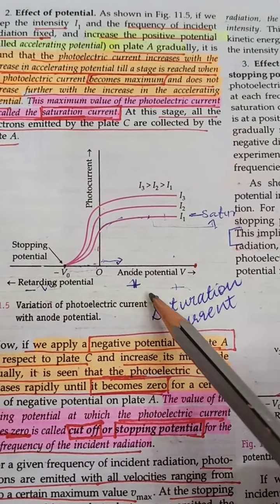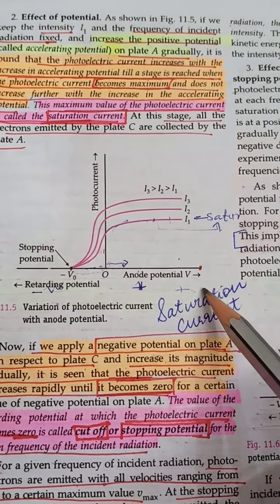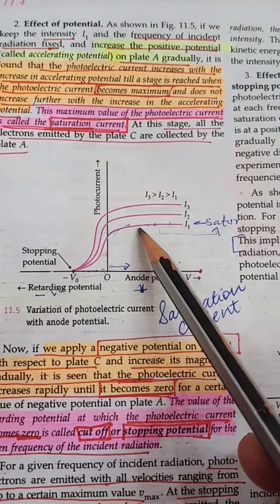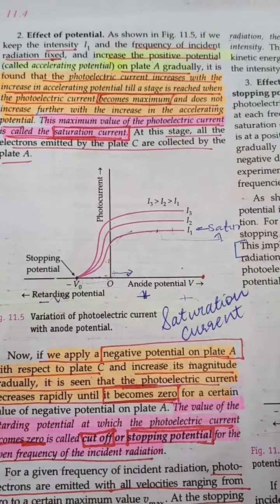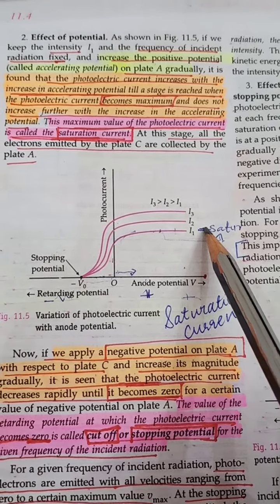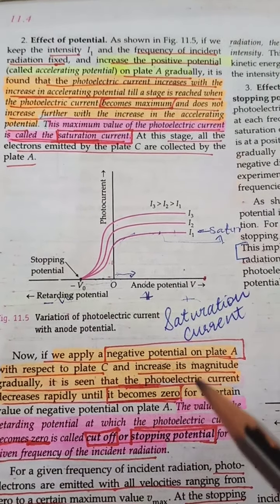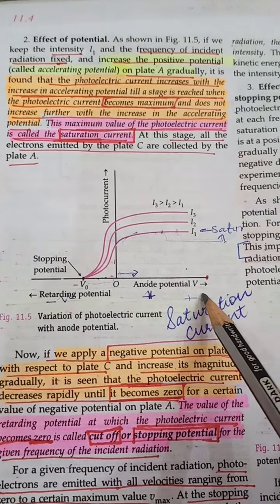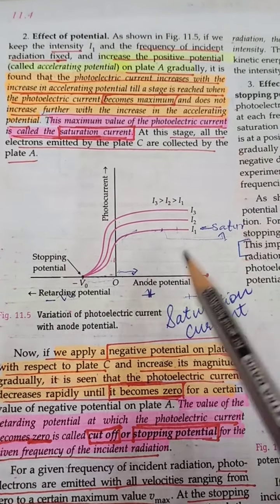As is clear from the graph, on increasing the anode potential, the photoelectric current starts increasing and acquires the maximum value, that is called saturation, and does not increase further with increase in the accelerating potential of the plate A.